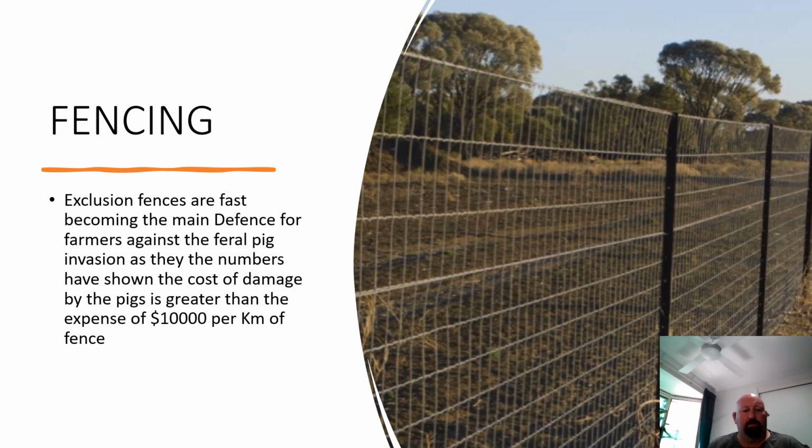Fencing. Exclusion fences are fast becoming the main defence for farmers against the feral pig invasion. As the numbers have shown, the cost of damage by pigs is greater than the expense of having to put up a $10,000 per kilometre fence to keep the animals out.